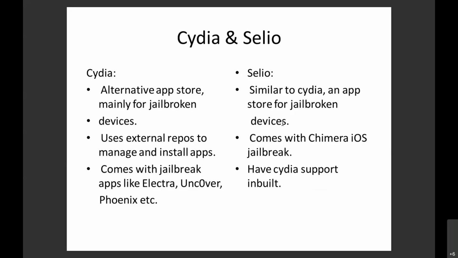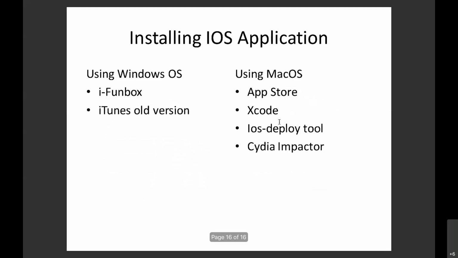You can install applications from these alternative stores and customize the phone for your purpose, like if you want to decrypt an application or debug something. There are multiple plugins and apps available, and you can set up extensions using these alternative app stores and customize and use them for your purpose. So basically, installing applications on iOS.